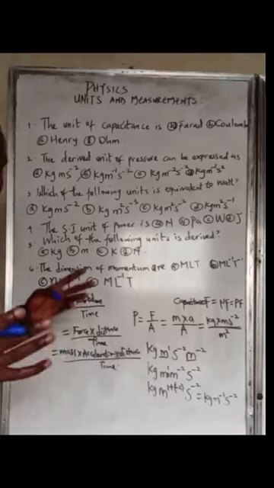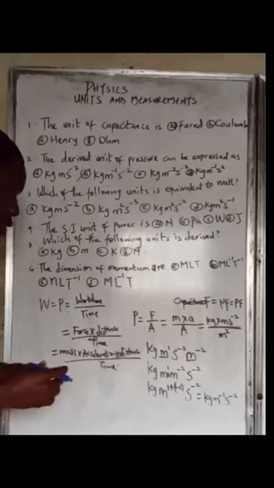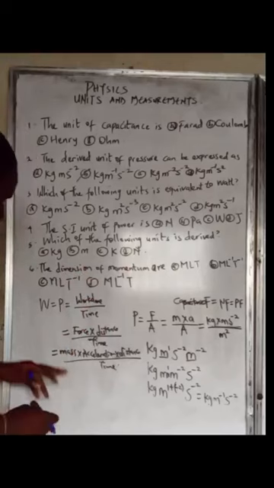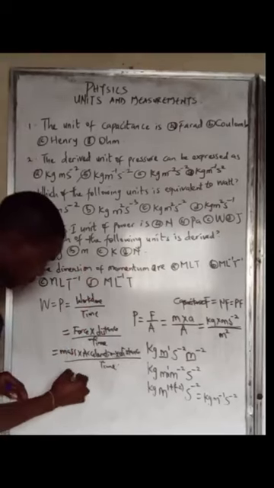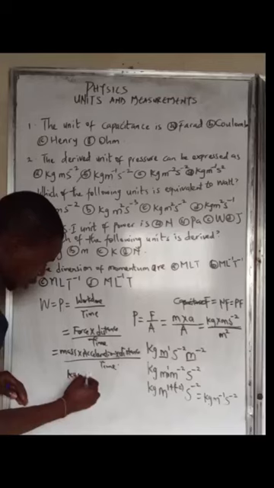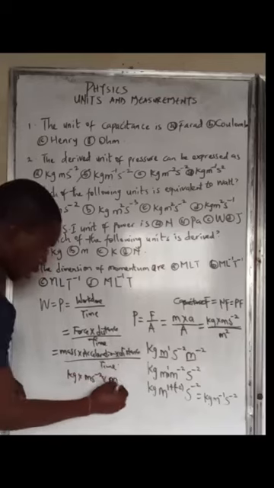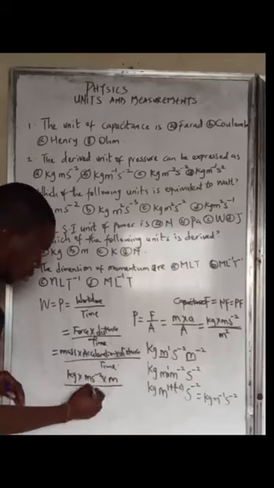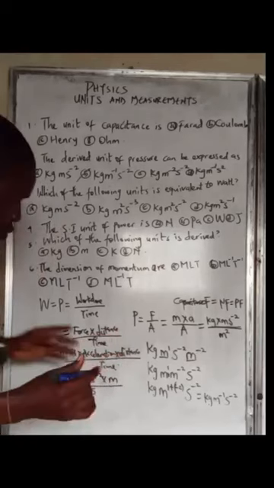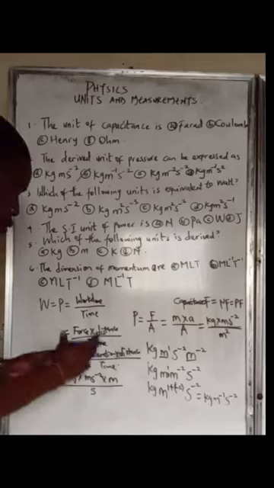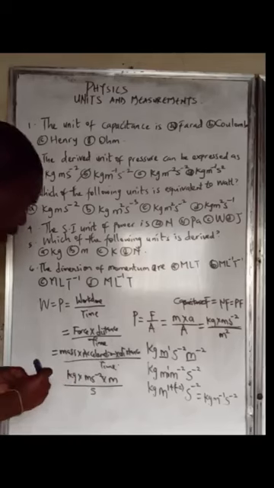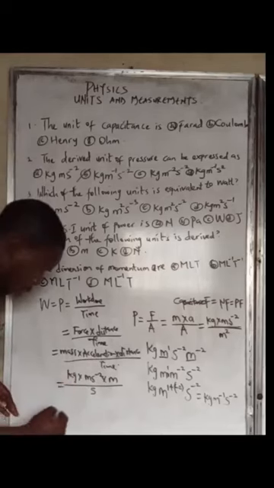So now let's figure out the unit for each of these quantities. Mass is measured in kilogram, acceleration is measured in meter per second squared, and our distance is measured in meters, divided by our time, measured in seconds. So we want to use the law of indices to solve this simple expression.